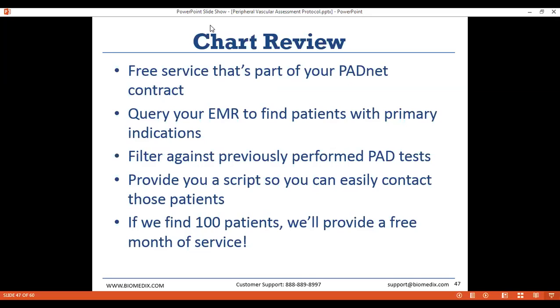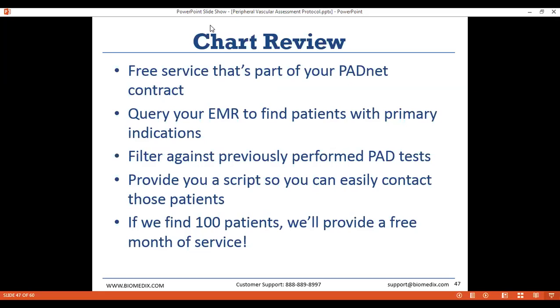We'll give you two lists. The first list will be indicated patients, patients who've already had a study, who already have an indication in their history that they need a PADnet study. These will be patients with things like a history of claudication, a history of gangrene or ulcers on their legs and feet, patients who suffer from foot or toe pain, things of that nature, which means that they should be tested for PAD as soon as possible.